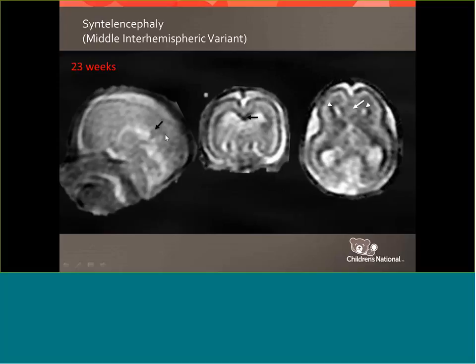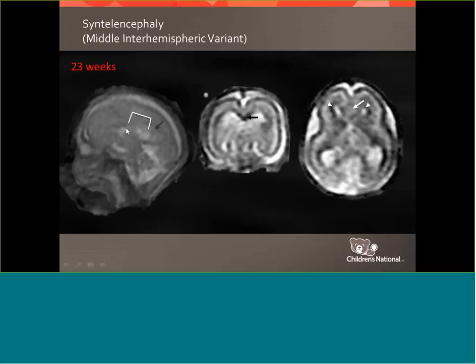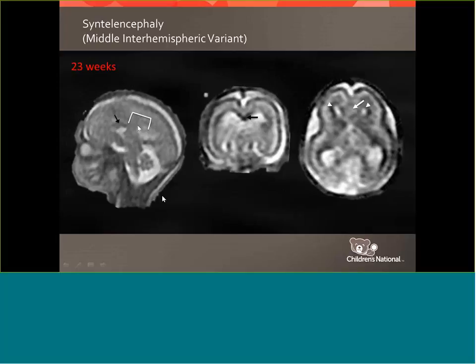and here on the sagittal plane we can see parts of the splenium, but very peculiar that much of the rest of the corpus callosum is absent, apart from the anteriormost part of the corpus callosum here. So there's a gap between commissural tissue. So that's characteristic of a syntelencephaly.